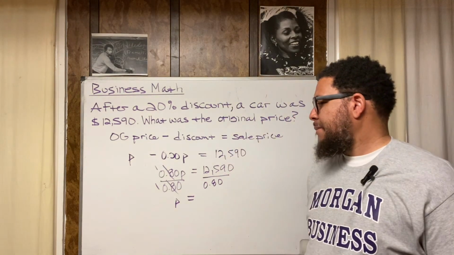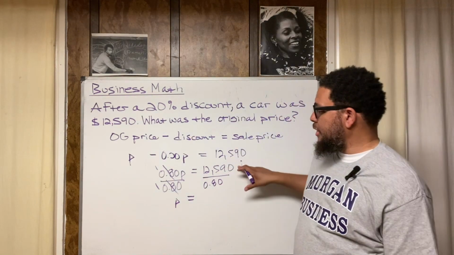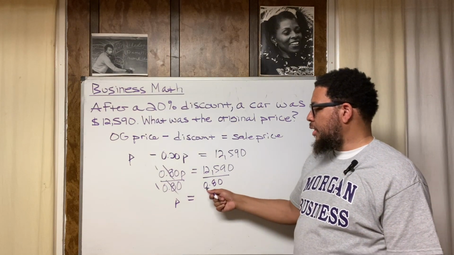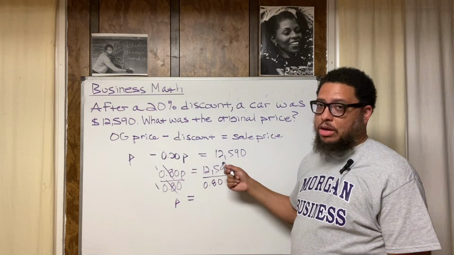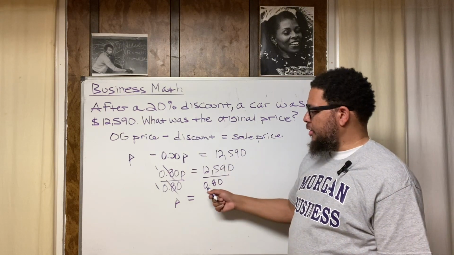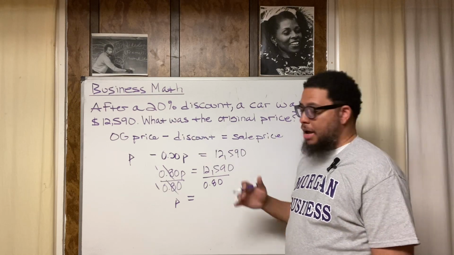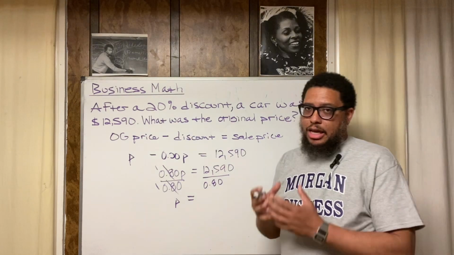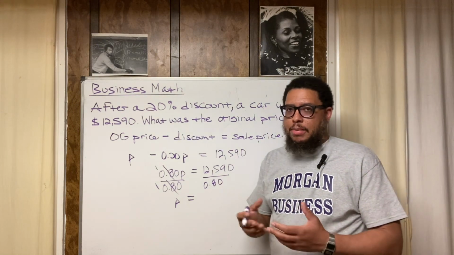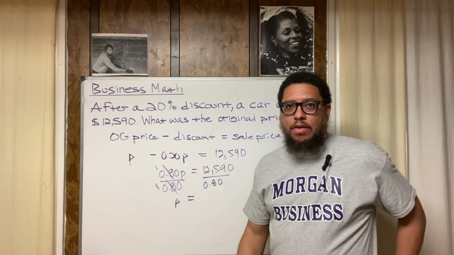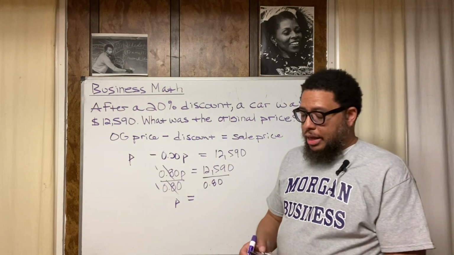Now, for this, I'm going to use a calculator because what this is asking us is to identify how many times can 0.80 fit into 12,590. Meaning how many times can 80 cents fit into $12,590? How many 80-cent increments? How many 80 cents can fit into $12,590? So I'm going to break out the calculator for this one.